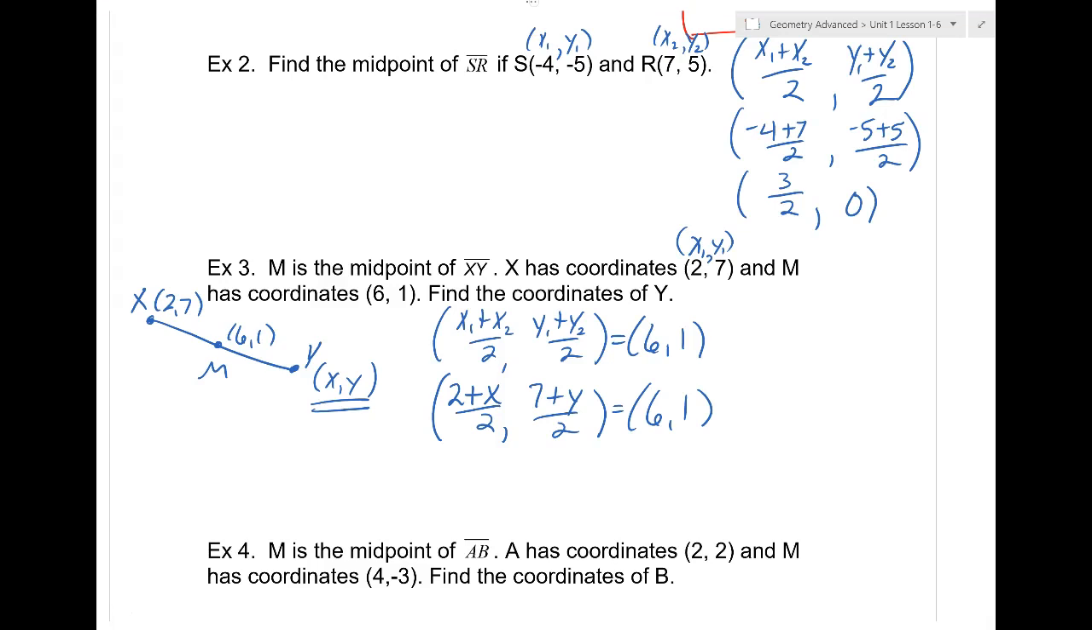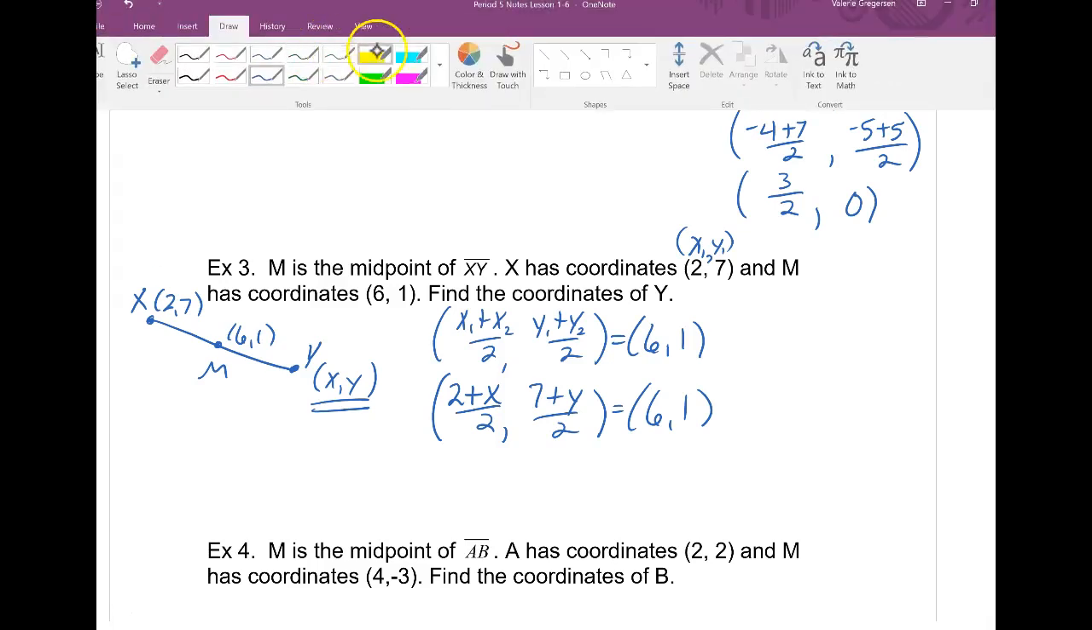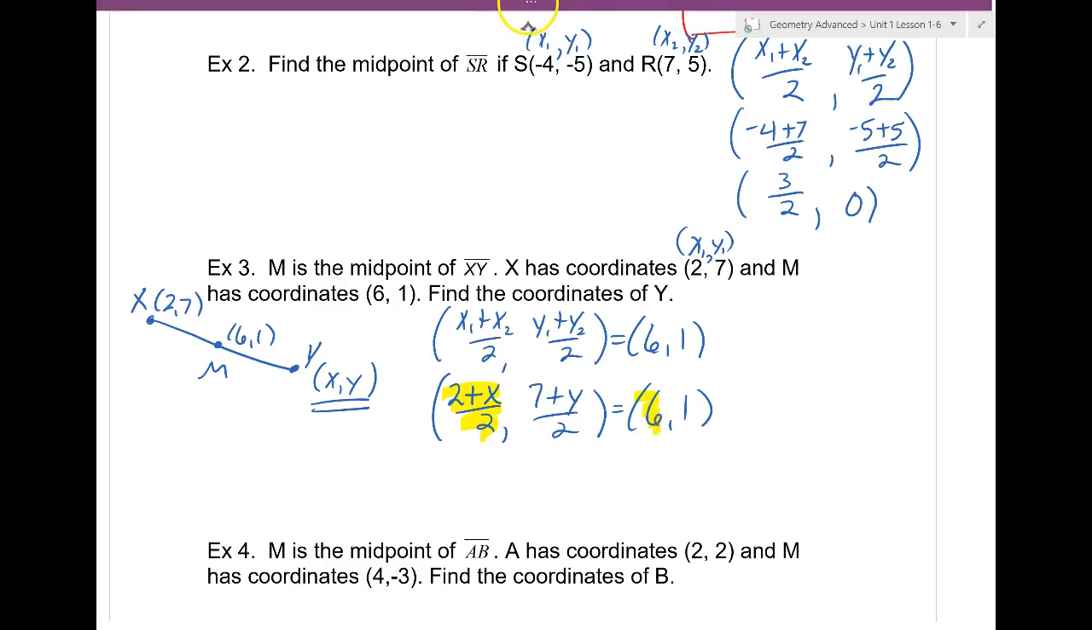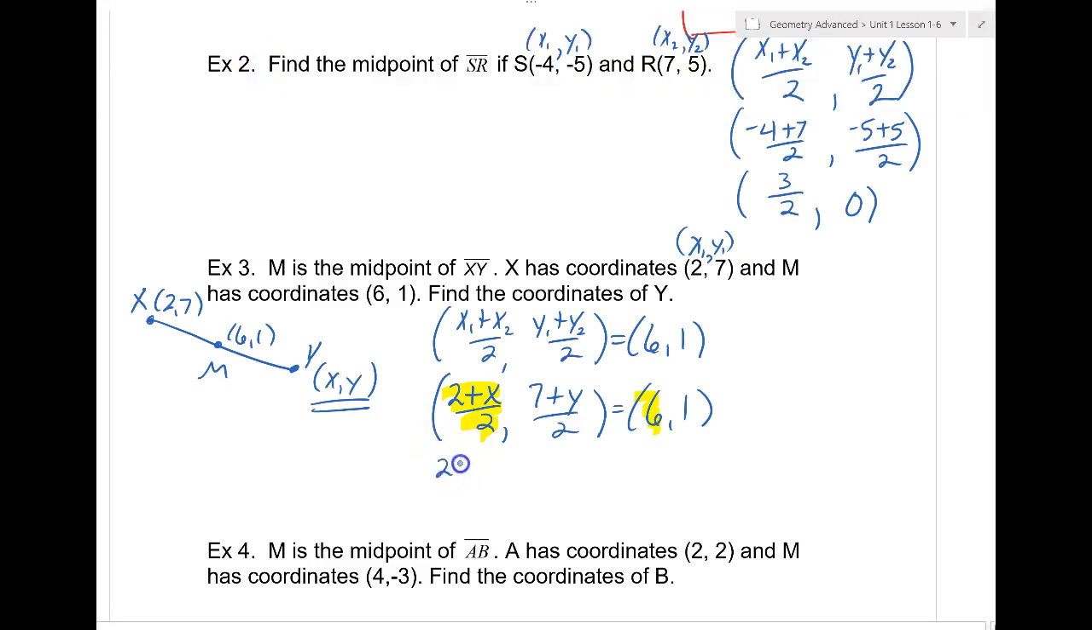Now here's what we're going to do next. We're going to break it into parts, right? What do I know about this and this? What's so special about them? They're both x's. They're equal. So guess what I want you to do? Set them equal and solve. If they're equal to each other, I can solve for it. So I got 2 plus x over 2 is equal to 6. Now this is where it's fun. I'm going to move my location so I have a little more space. 2 plus x over 2 is equal to 6. Can I just solve? What do I multiply both sides by? 2. So I get 2 plus x is equal to 12. What's x going to equal? 10.